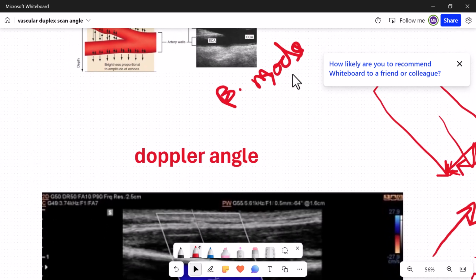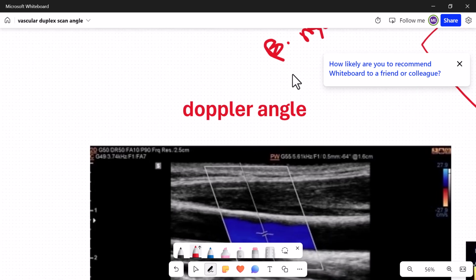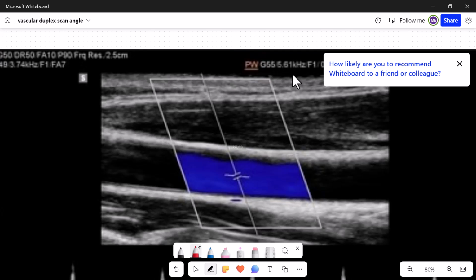Now, if you want the Doppler angle, which you will use a lot and which is very important, especially when you are doing carotid duplex scan, this is the Doppler angle. You see here, forget about the color window and concentrate on this point. This point is called the sample.